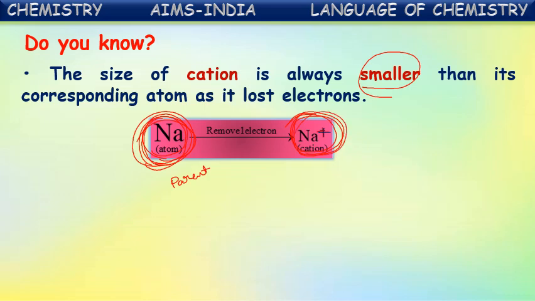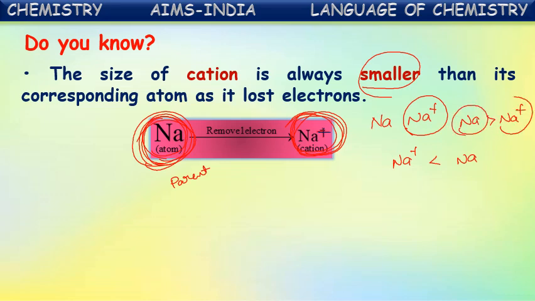Okay, if anybody asks you which has the bigger size: arrange sodium and sodium plus in increasing order of size. Increasing order of size means Na plus is the small size, Na plus is less than Na. Decreasing order, Na is greater than Na plus. Na is the bigger size, Na plus is the smaller size. That's why we represented it as less than sodium. Sodium will have more size than Na plus.